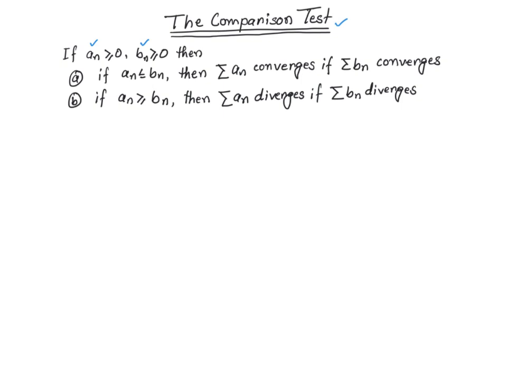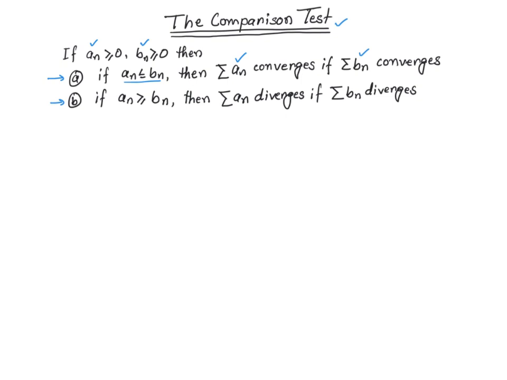Now, if that is the case, you can make these two statements. So let's talk about the first statement. If an is less than or equal to bn, that means each term in the first sequence is less than or equal to the corresponding term in the second sequence. If that is the case, then summation an will converge if summation bn converges.